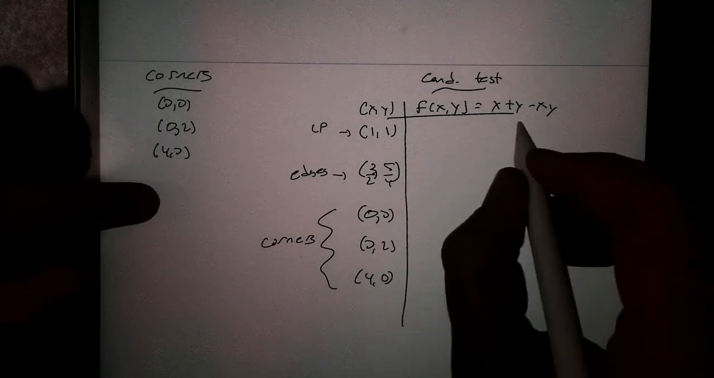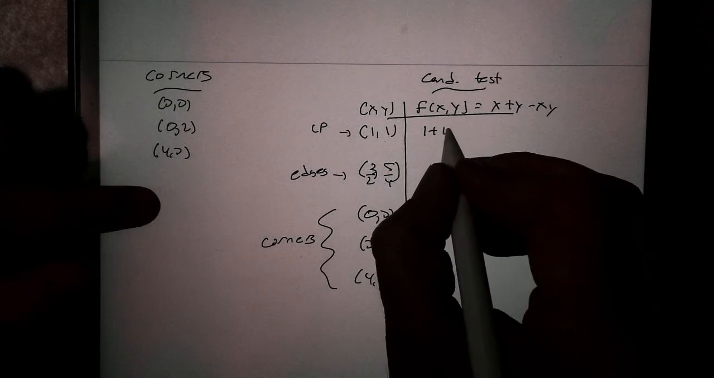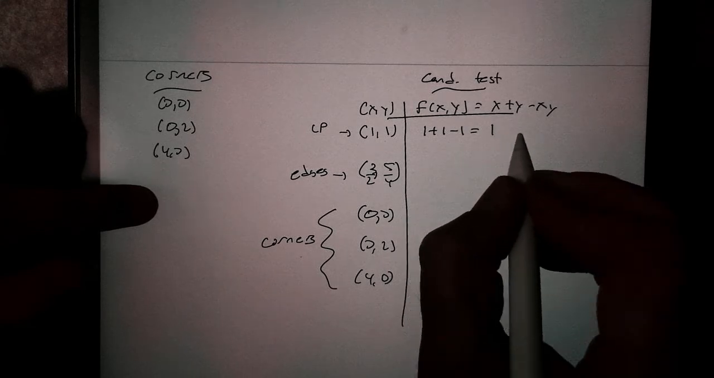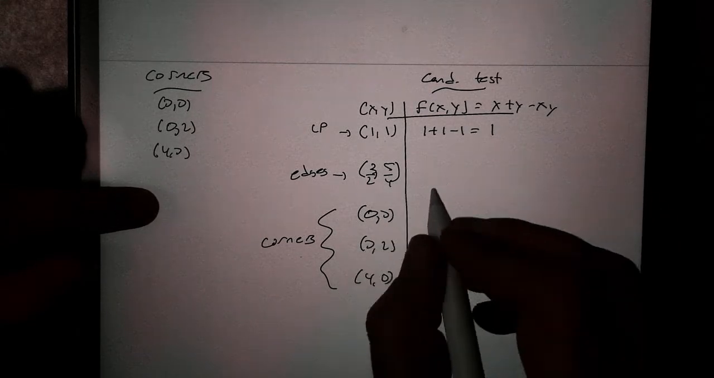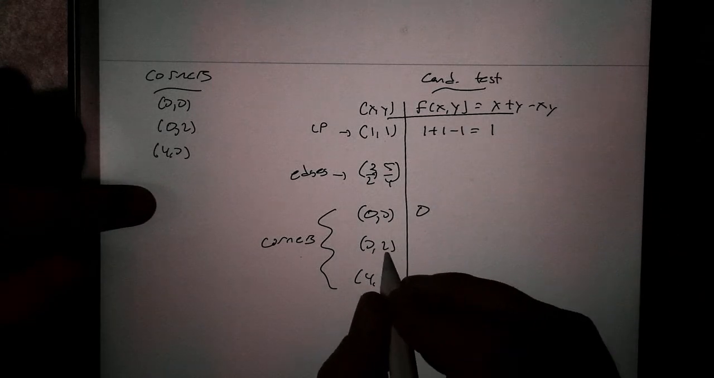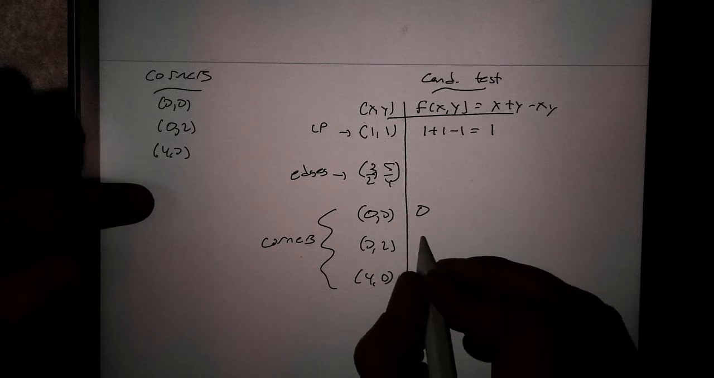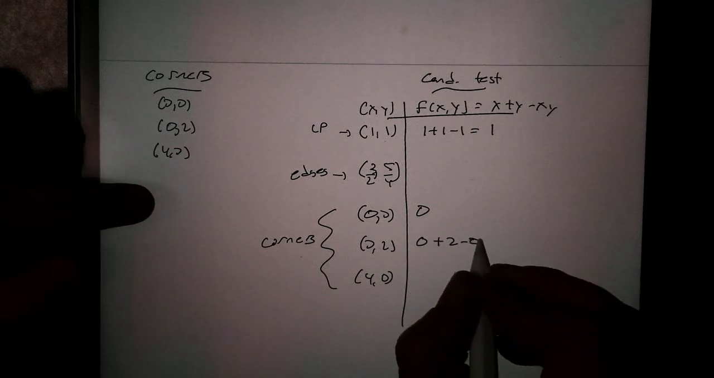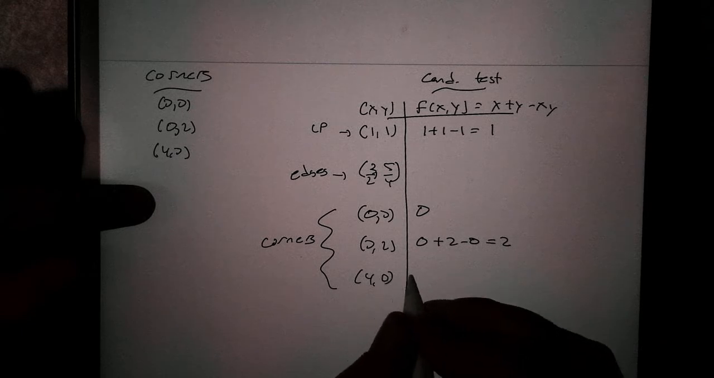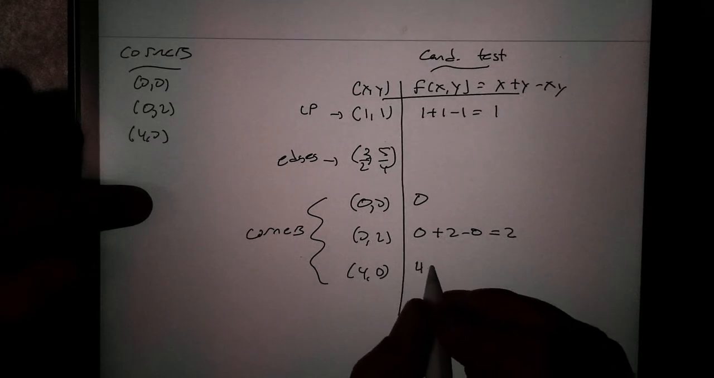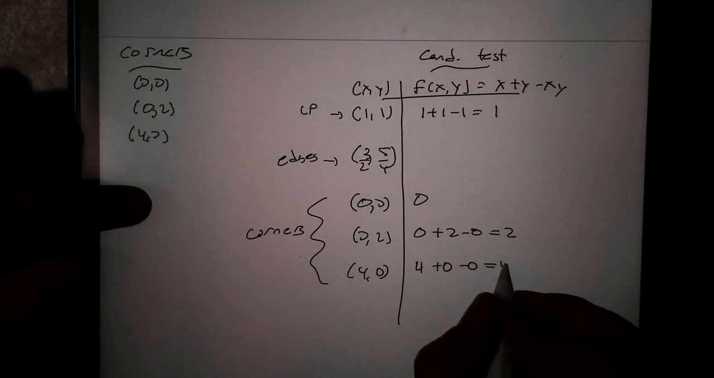Okay, so if I plug 1, 1 in, that's easy. We get 1 plus 1 minus 1, so that's 1. Plug in 3/2, 5/4, that's a little harder. Plug in 0, 0, that's just 0. 0, 2, that's not too hard to do. 0 plus 2 minus 0, that's 2. Plug in 4, 0, we would get 4 plus 0 minus 0, and that's 4.